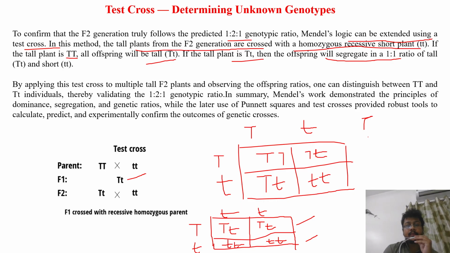So to determine if the parent is homozygous or heterozygous, we test cross it. Test cross means we cross them with the homozygous recessive. If we cross them with homozygous recessive, and the plant is homozygous dominant, then all offspring will be tall, because it will be capital T small t. If it is heterozygous dominant, the ratio of tall to short plants will be 1:1, because two plants will be heterozygous dominant and two plants will be homozygous recessive.